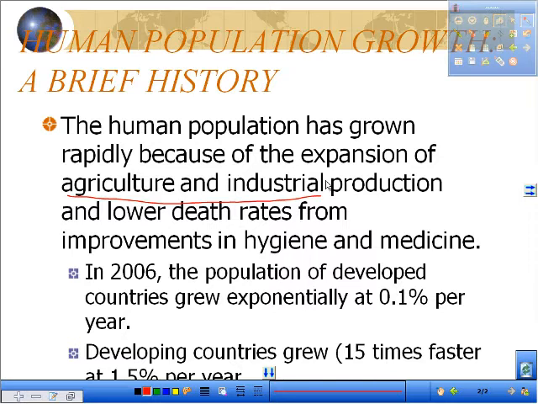The same is true for industry. Our industrial production has increased dramatically, especially in developed countries, and again that has added to an expansive population growth. So this is cause number 1, and then cause number 2 is the improvements in hygiene and medicine. So we can cure a lot of diseases that we weren't able to cure 100 years ago. We know more to wash our hands after going to the bathroom or blowing our nose or whatever, and improvements in all of those have led to lower death rates, to longer lifespans, and that has increased the human population.